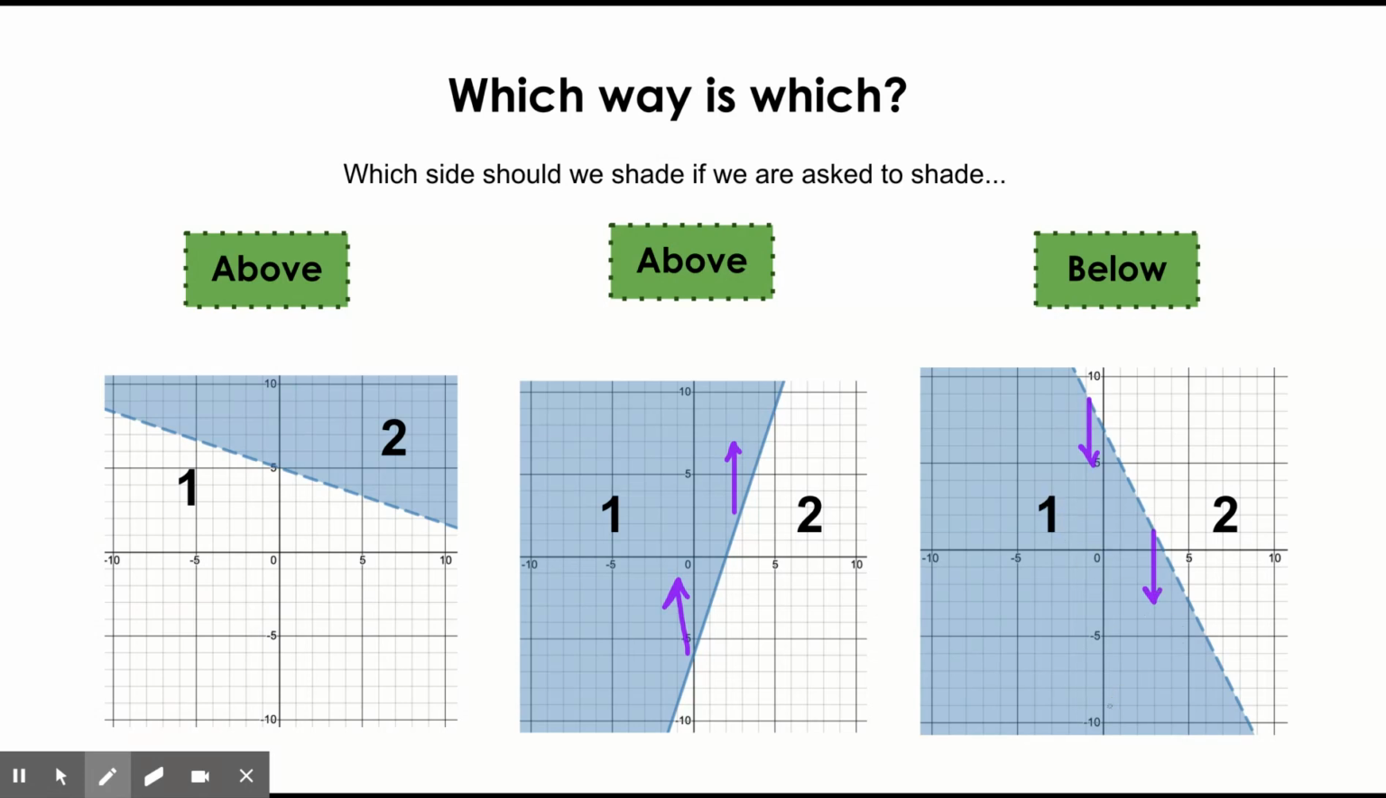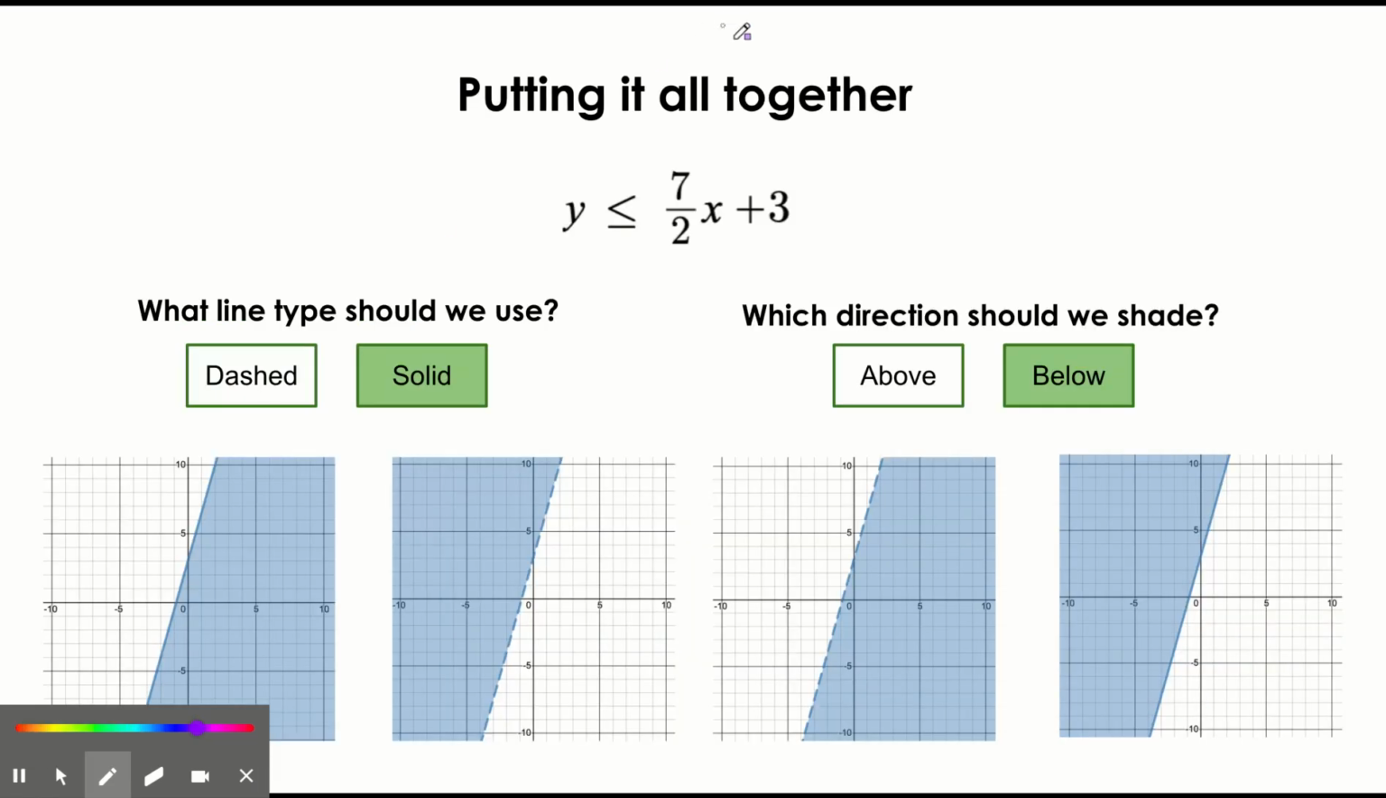Okay, so that's really how we make our decision what's above and below. And like I said, sometimes it's a little bit more obvious than other times. But with the arrows, it can be really, really helpful. So let's go back to that problem that we started with and see if we can finish it up. Alrighty, so we're back to this problem.